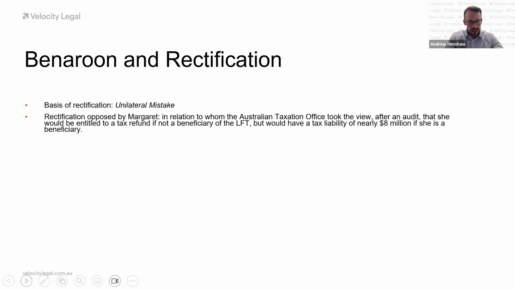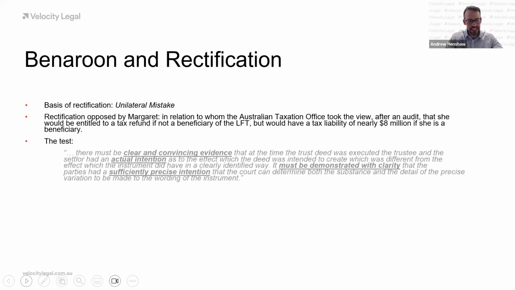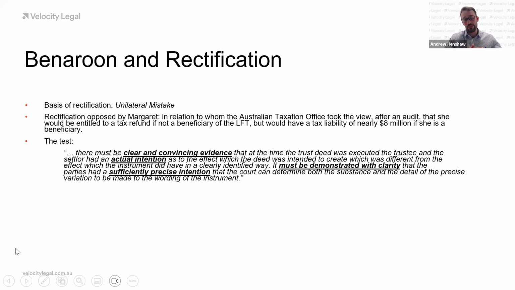So then it goes to, okay, well, if a court's to order rectification, there's a specific test that needs to be applied. The test is a pretty high bar. What it requires is there has to be clear and convincing evidence at the time the trust deed was exercised that the settlor had some intention that isn't actually written in the document. And not only that, it has to be demonstrated with clarity and it has to be sufficiently precise.